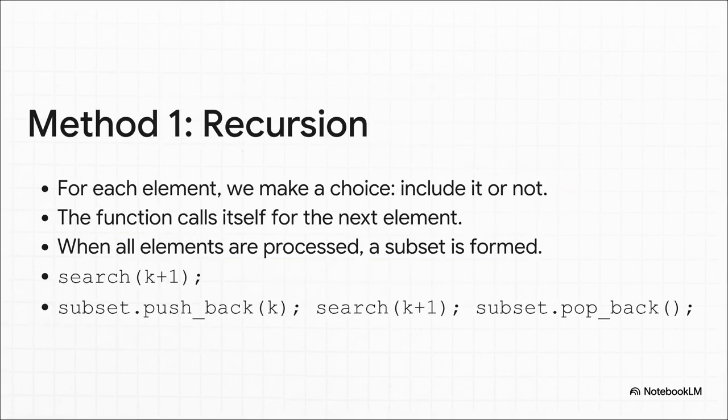All right, so this recursive method, it's all about making choices. Picture this. You're walking through your list of items one by one. For each item, you hit a fork in the road. You have two choices. Choice 1, you don't include the item in your current subset. That's the first recursive call you see, search k plus 1. Choice 2, you do include it. You push it onto your list, and then you make the next recursive call. This branching, this series of choices, is what explores every single possibility.